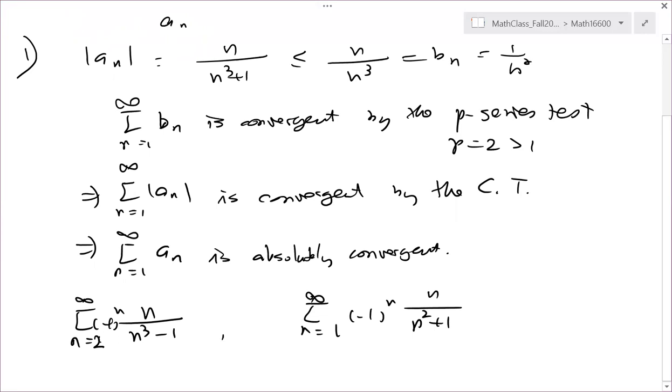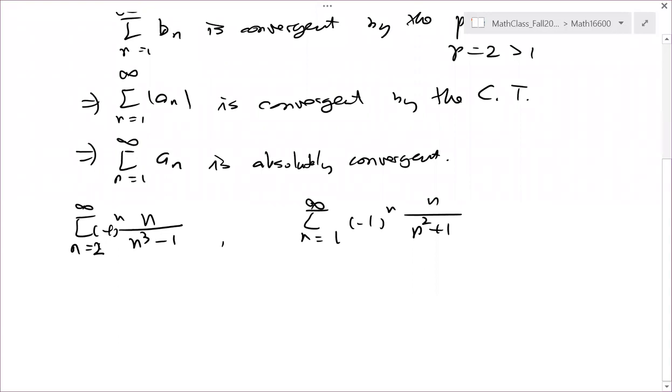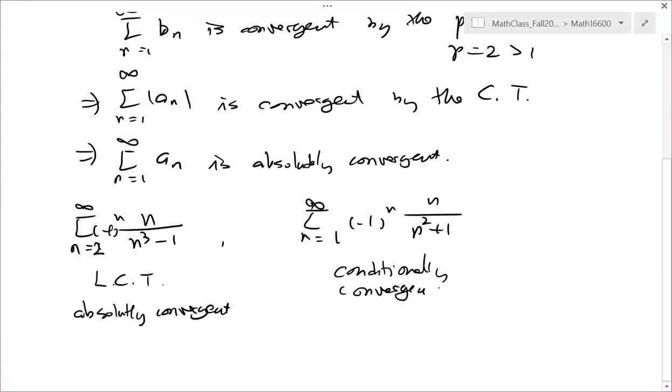I'm not going to work on that, but think about this, there's a modification here. Here, you can use the limit comparison test. You cannot use the comparison test. You can prove that this is absolutely convergent. And this is the first one. This one is only conditionally convergent. Why conditionally convergent? It's convergent, but it's not absolutely convergent, and then you have to use the alternating series test. So that's two problems.